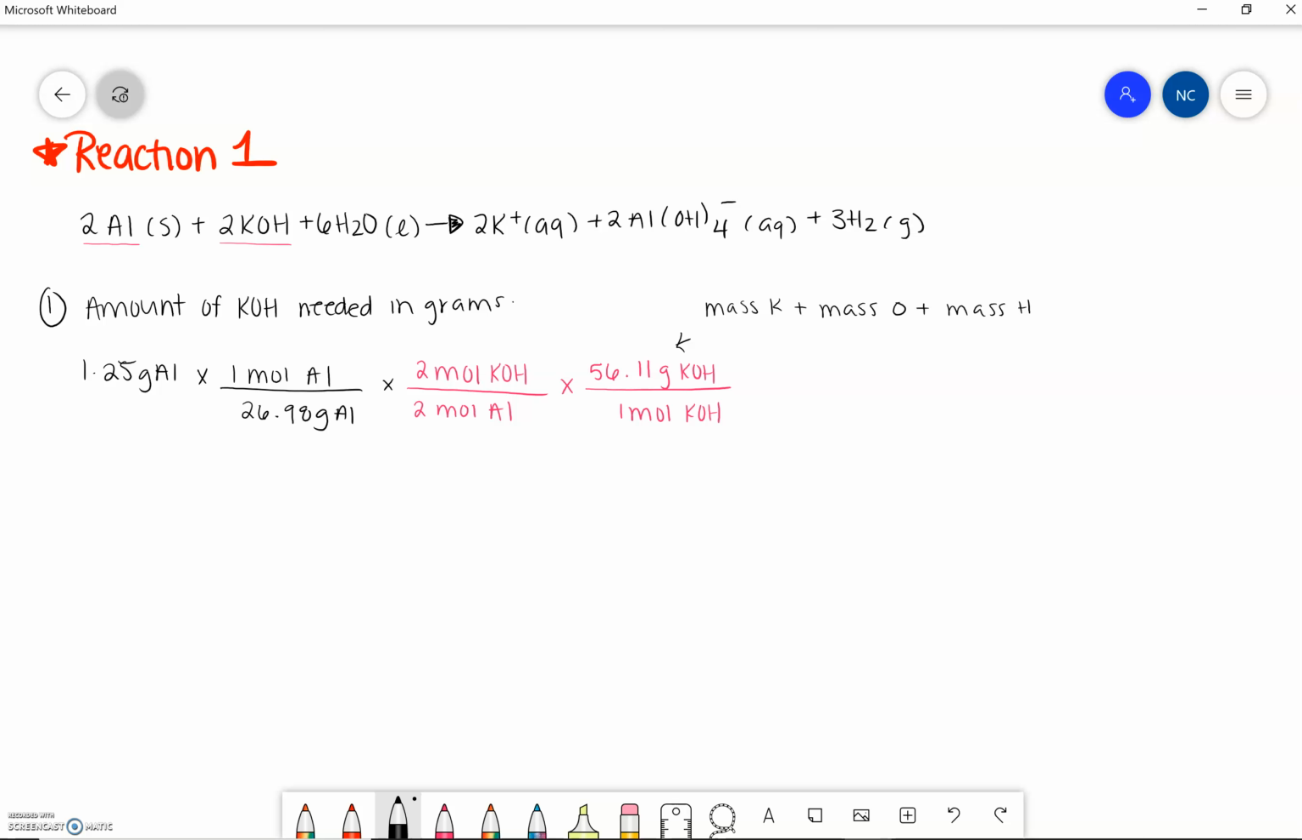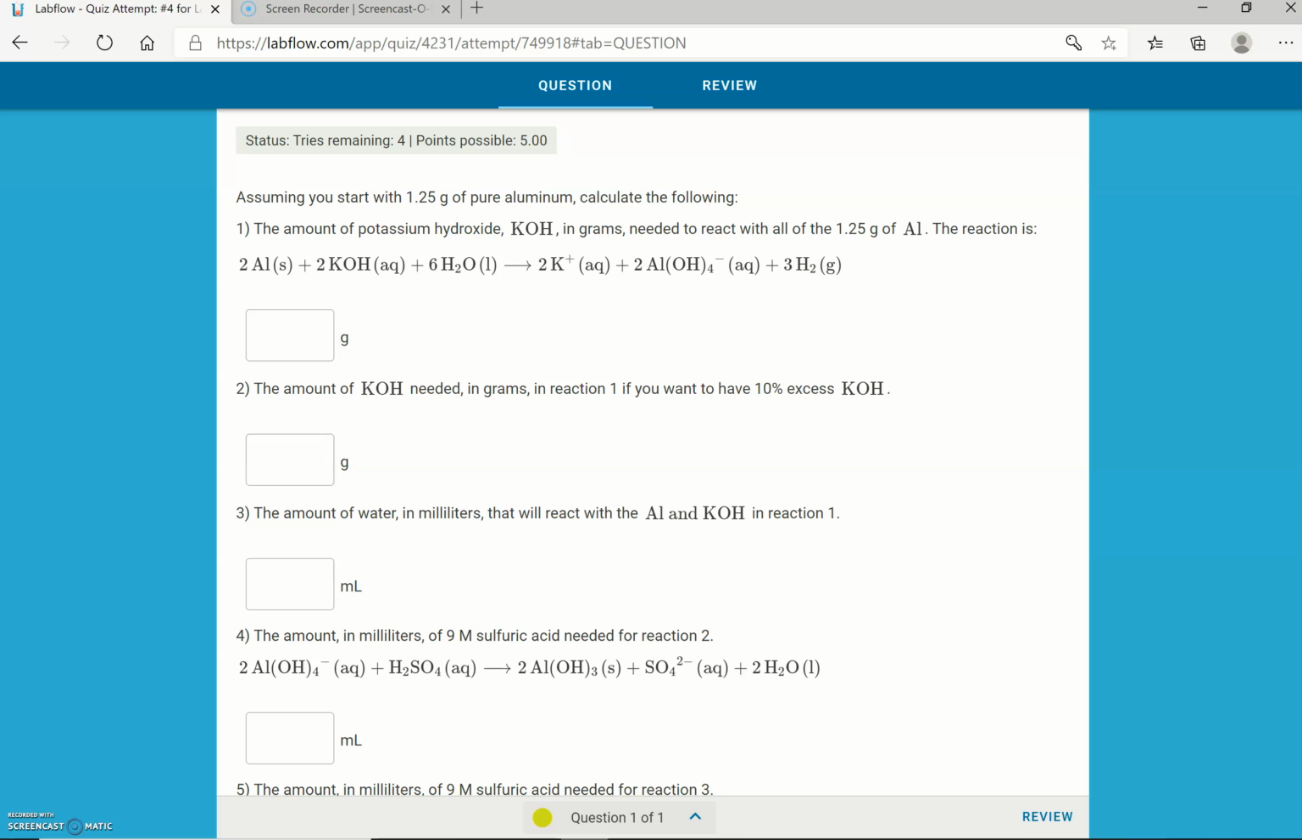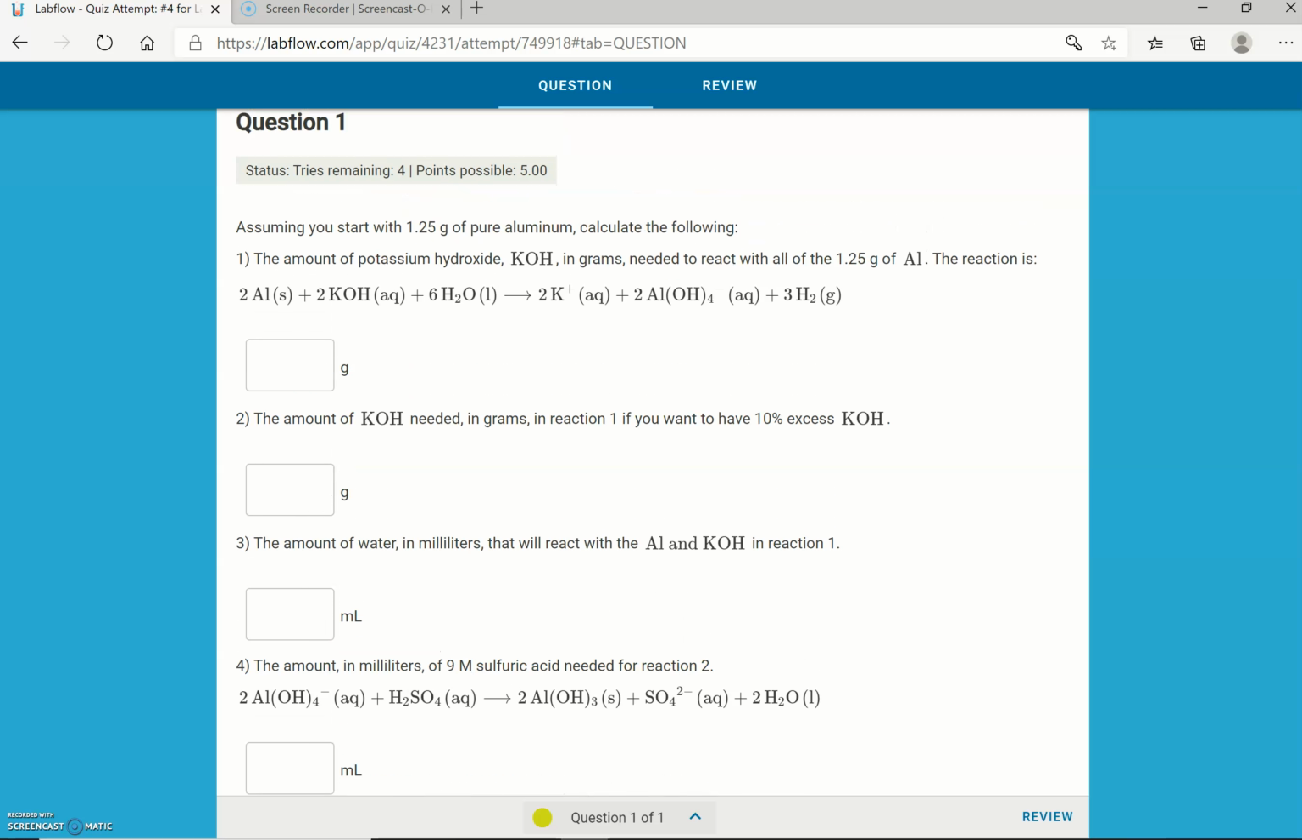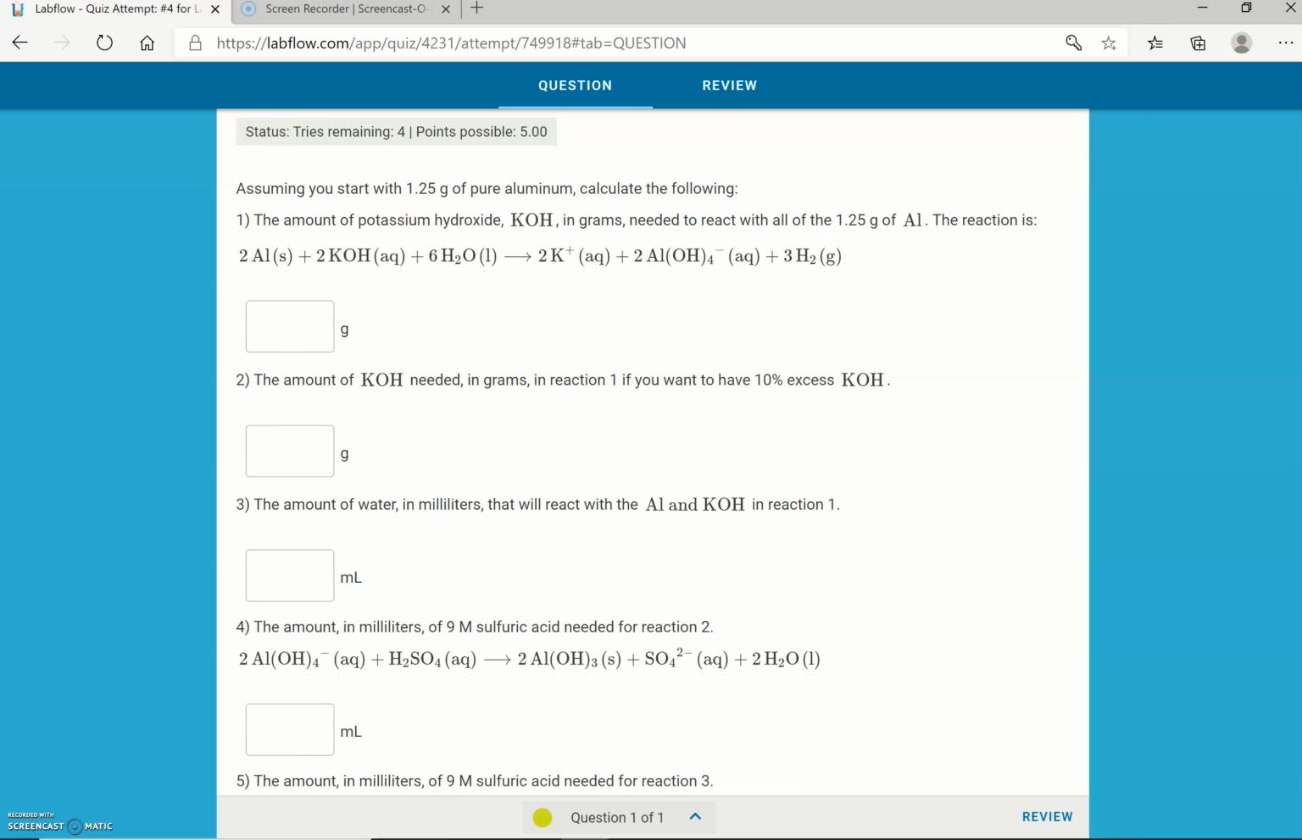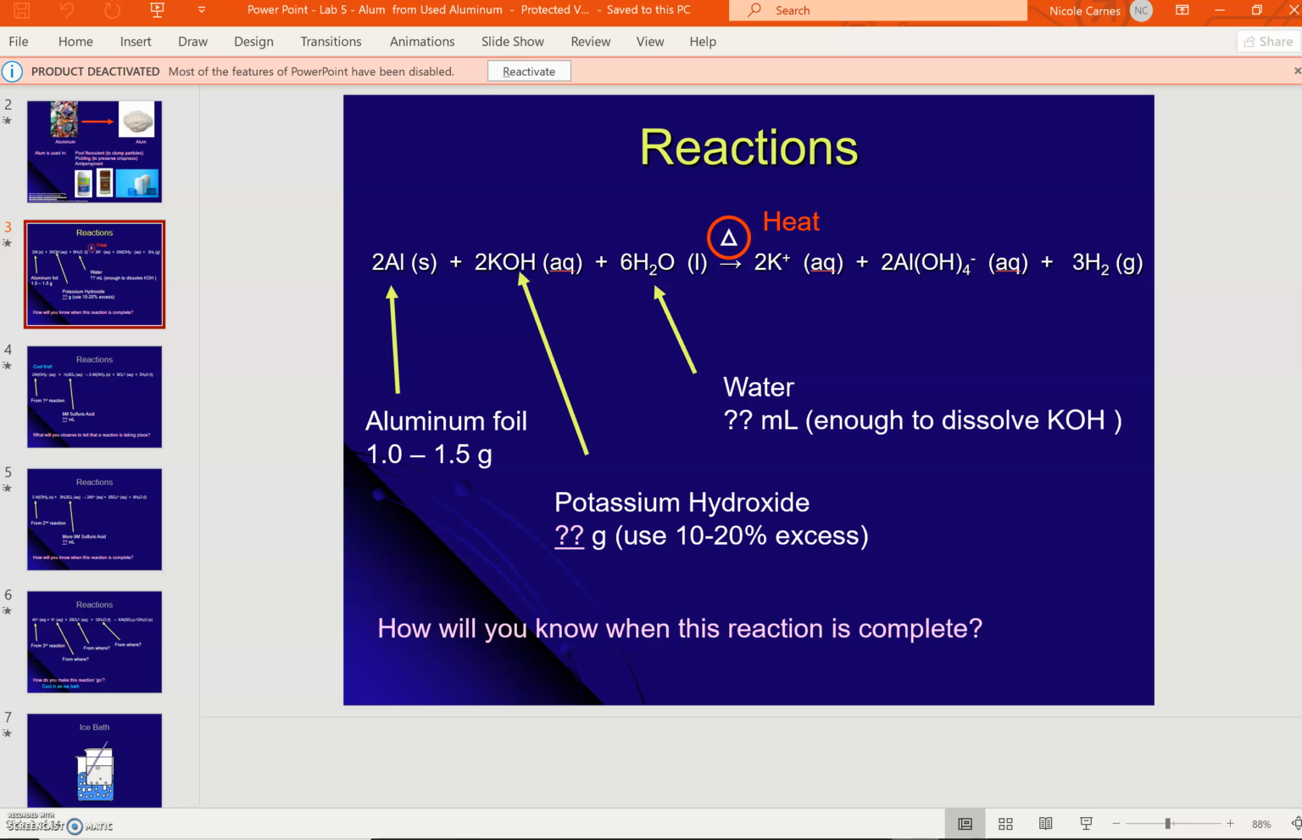When you perform that calculation, what value do you get? You should get 2.59 grams of KOH, and that value would be placed inside here. Although if you look at the PowerPoint, it asks how much potassium hydroxide we would use in a 10 to 20% excess.